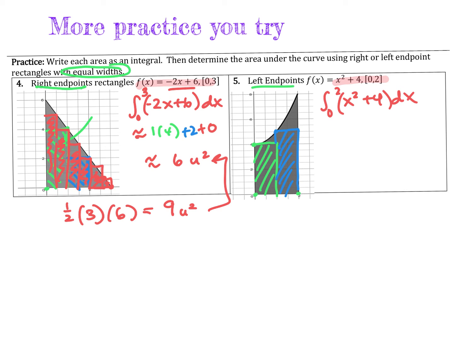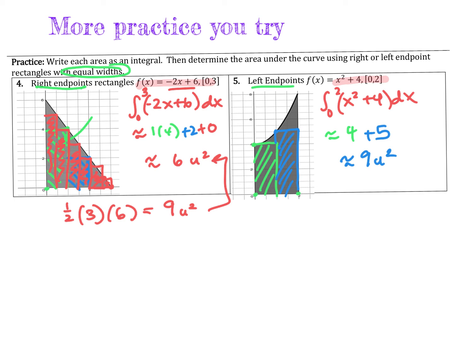So let's go ahead and look at this. If I find the area of the green rectangle, which has a width of 1, so this integral is approximately width of 1 and height of 4. So that's going to have an area of 4, plus width of 1 and height of 5. So this is going to have an area that is approximately 9 units squared.